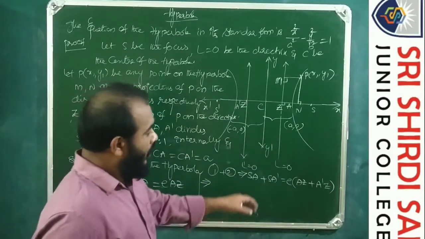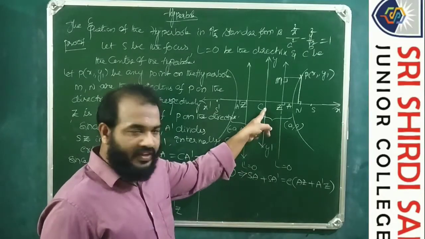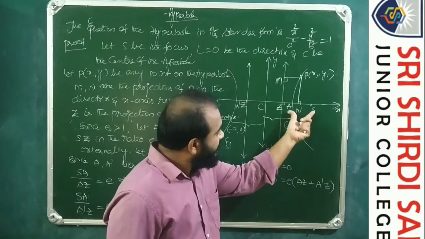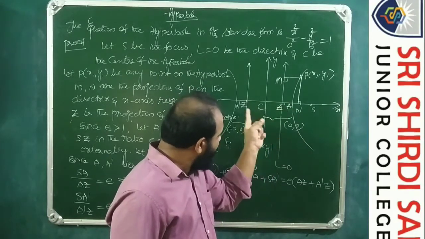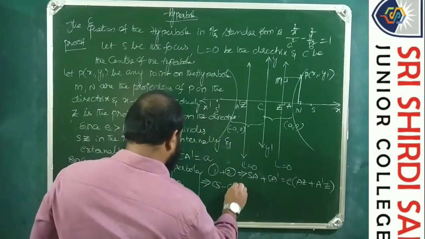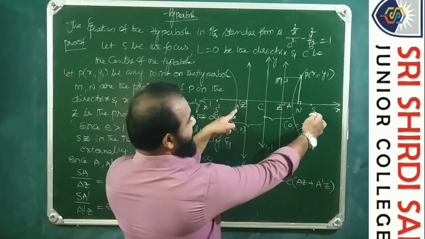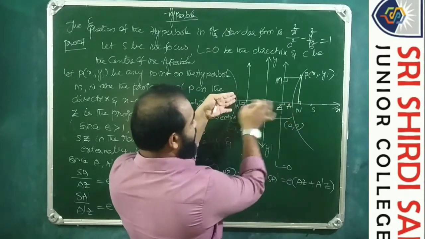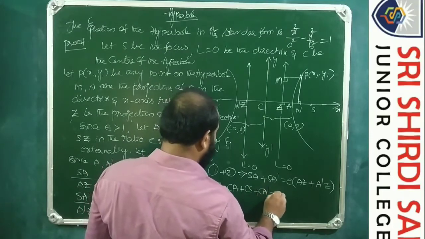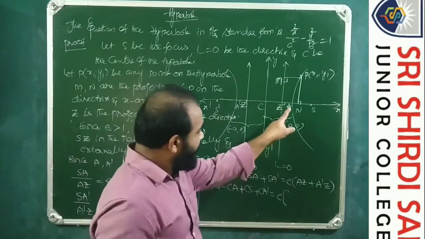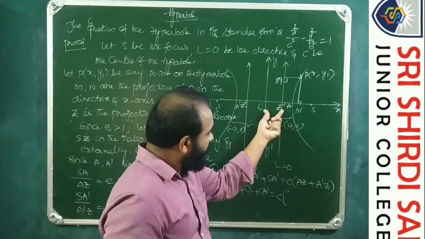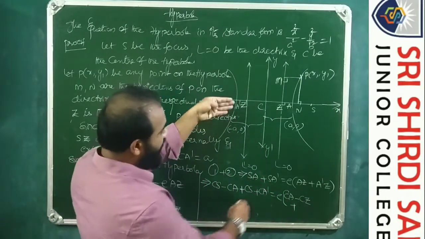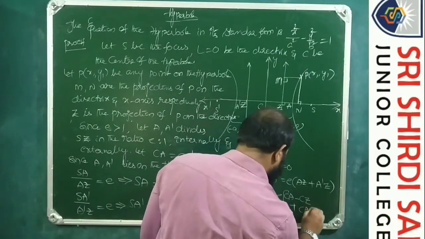Now everything I will take from the center of the hyperbola. SA is total CS minus CA, so SA can be written as CS minus CA. Plus SA dash, which is CS plus CA dash. So CS minus CA plus CS plus CA dash is equal to E into AZ, which is again CA minus CZ, plus A dash Z, which is CA dash plus CZ.